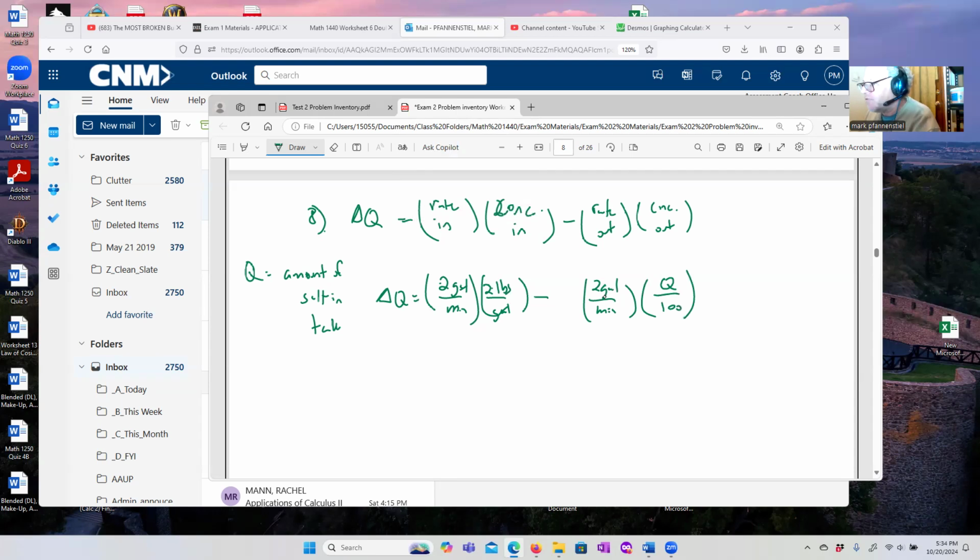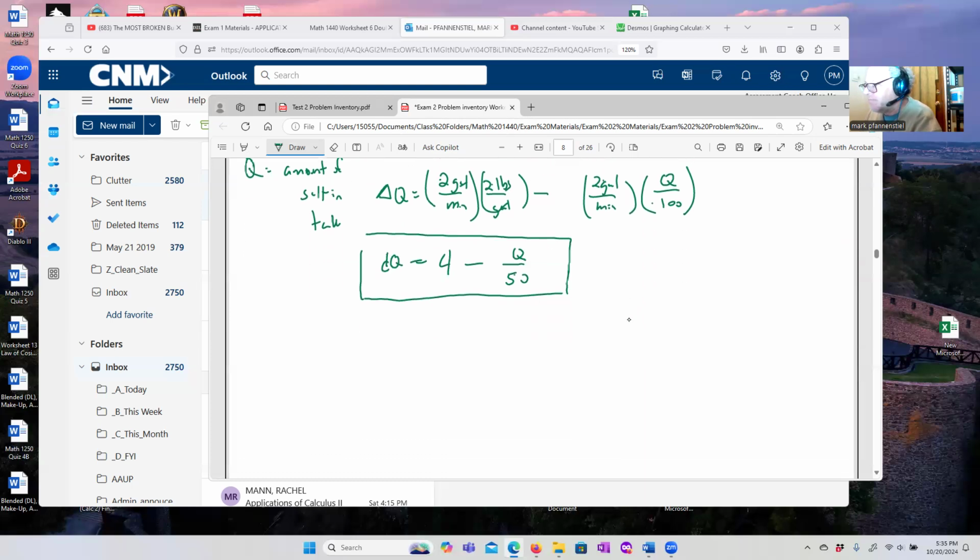Let's go ahead and clean this up. So instead of a delta Q, I'm going to shrink the delta down to a D. And we're going to say this is equal to 2 times 2 is 4 minus 2 over 100, which we're going to call 1 over 50. Okay, so that is my differential equation that describes the system going on, right? We had 2 gallons per minute in, 2 pounds per gallon, 4 pounds per minute coming in, minus some amount over 50 is leaving us.